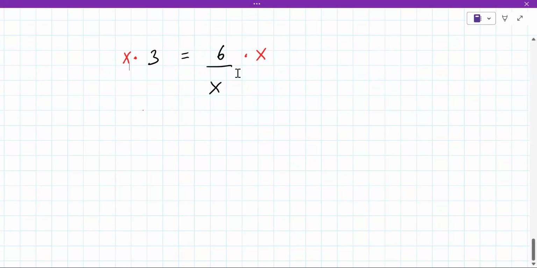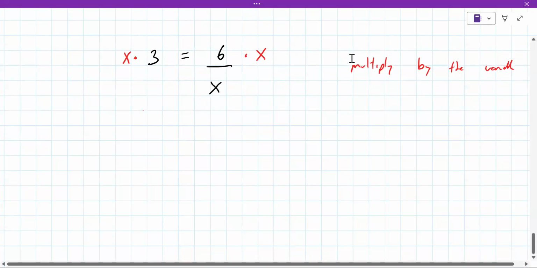For that, you should just be able to multiply by the variable. Do you remember us writing it down earlier? Multiply by the variable means it's 18. What is 18? 6 times 3. There's no 3 next to a 6. It's separated by an equal sign. There's an X times a 3 and a 6 times an X divided by X.